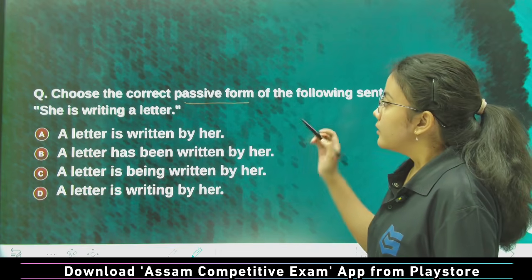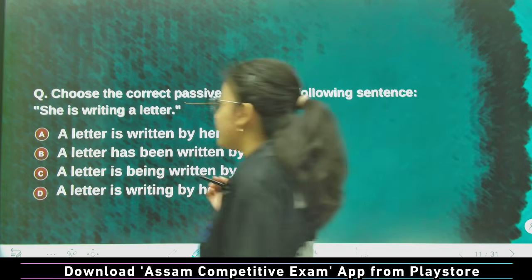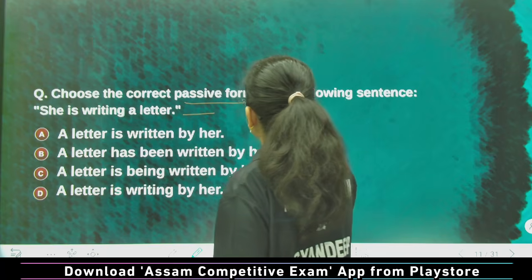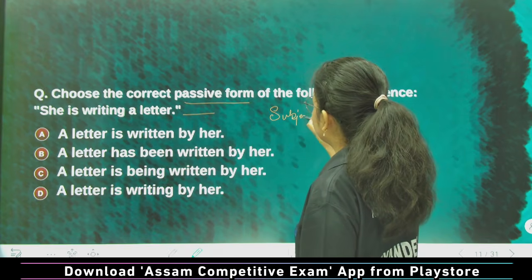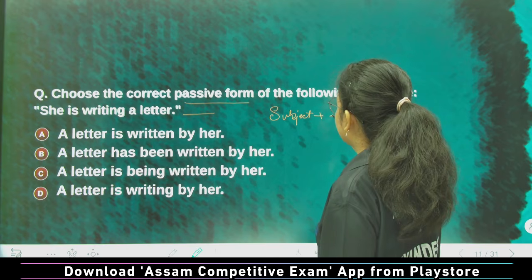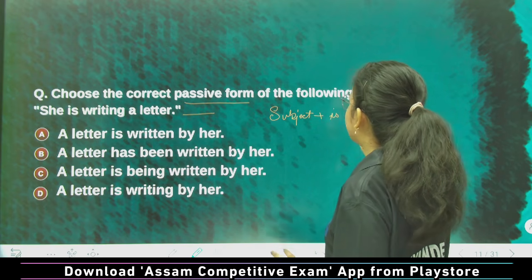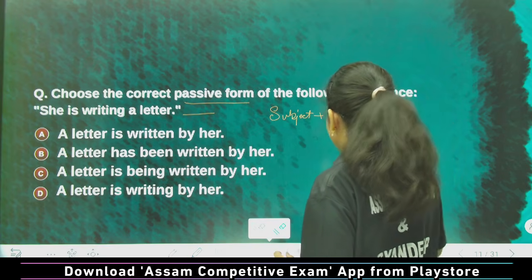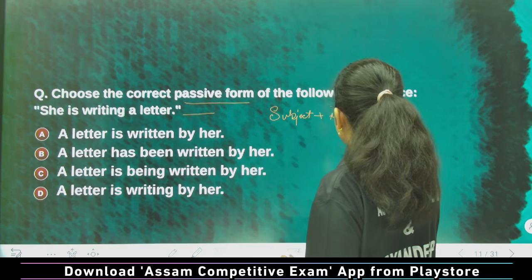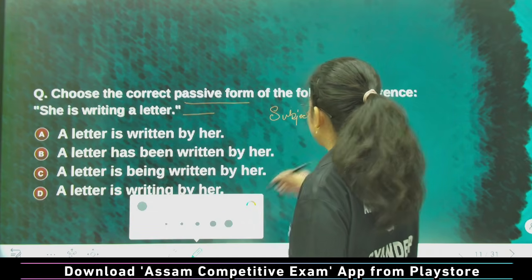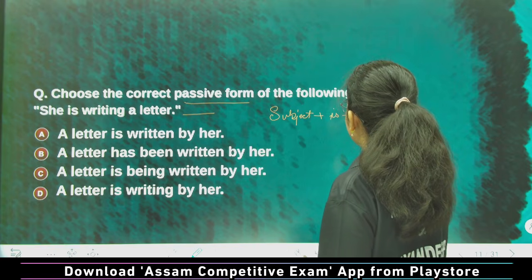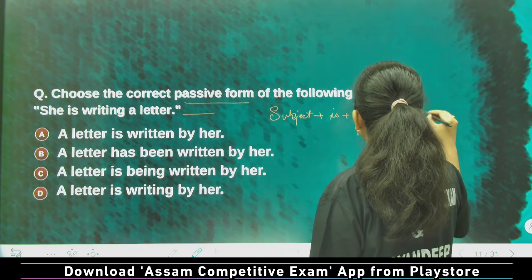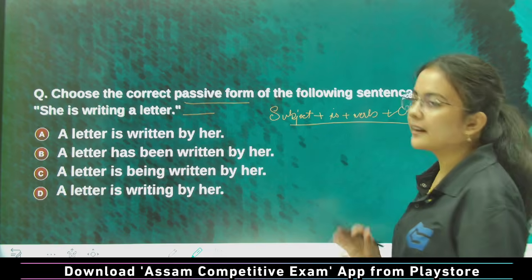Now to make the passive form, first of all, this is active voice. The structure of active voice is subject plus be verb plus the verb in present continuous plus the object. Okay, this is the structure for active voice in a gist.